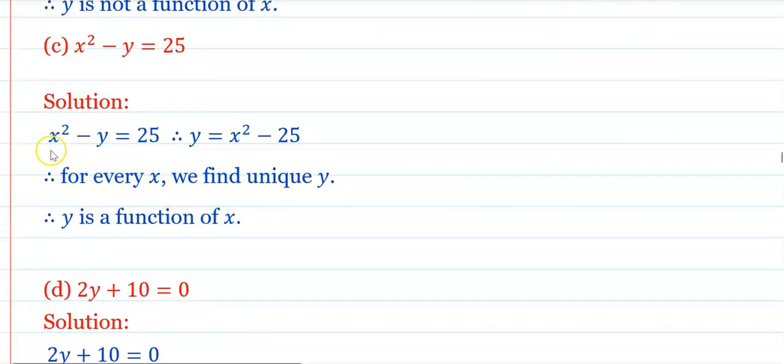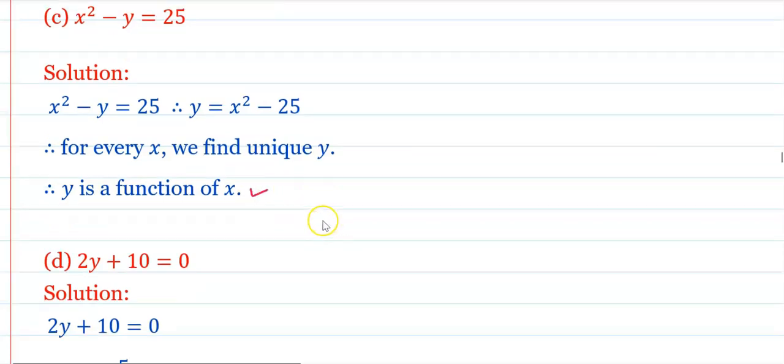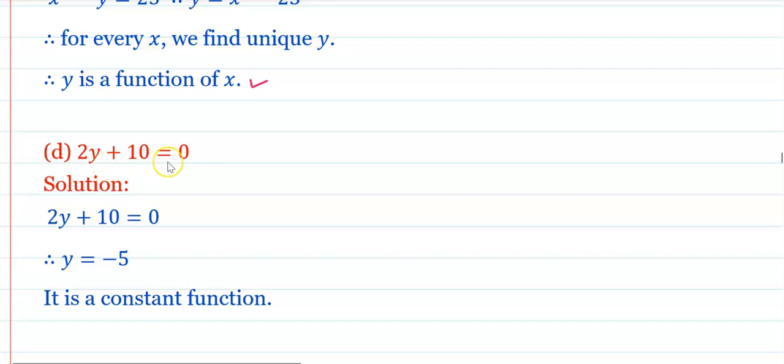Now the next, x square minus y is equal to 25. Therefore y is equal to x square minus 25. Here there is no need to take a square root. Therefore for every x we find a unique y, and hence y is a function of x. Similarly, 2y plus 10 is equal to 0. Therefore y is equal to minus 5, and hence it is a constant function.